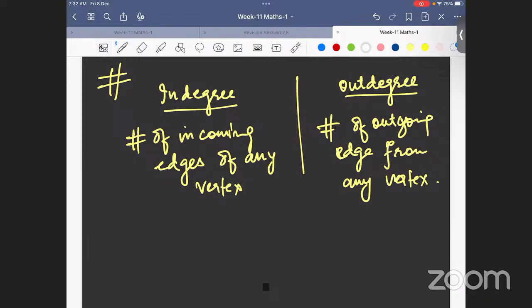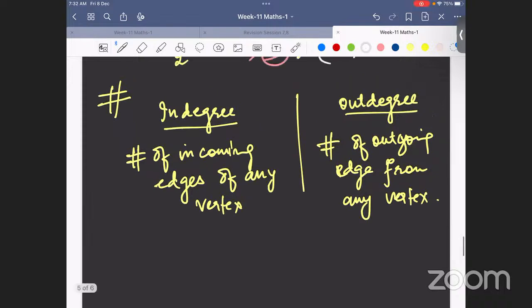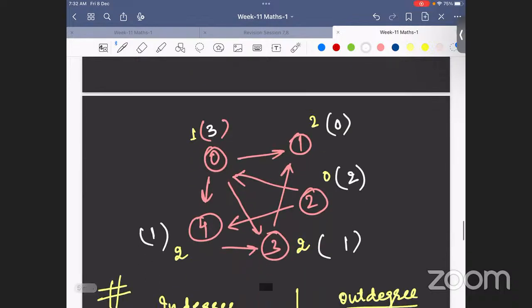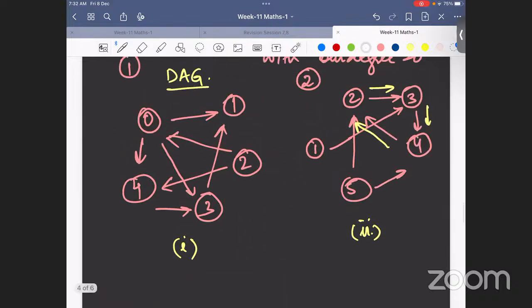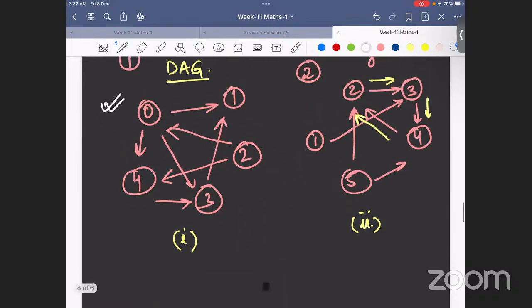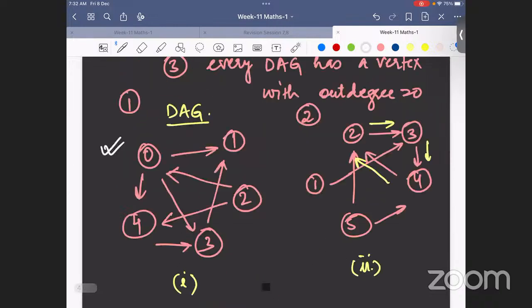Sir, out of the two examples which you gave, which one was a DAG? The second one wasn't because it had a cycle. Was the first one a DAG? Yeah, the first one was a DAG. The first thing you should check is that it is directed and does not consist of any cycle. Even if there is a cycle, then it's not a DAG.